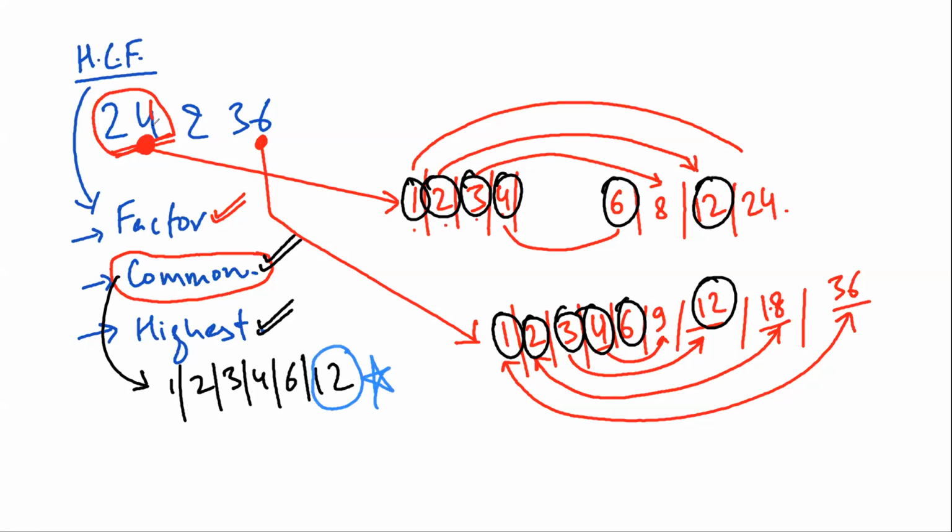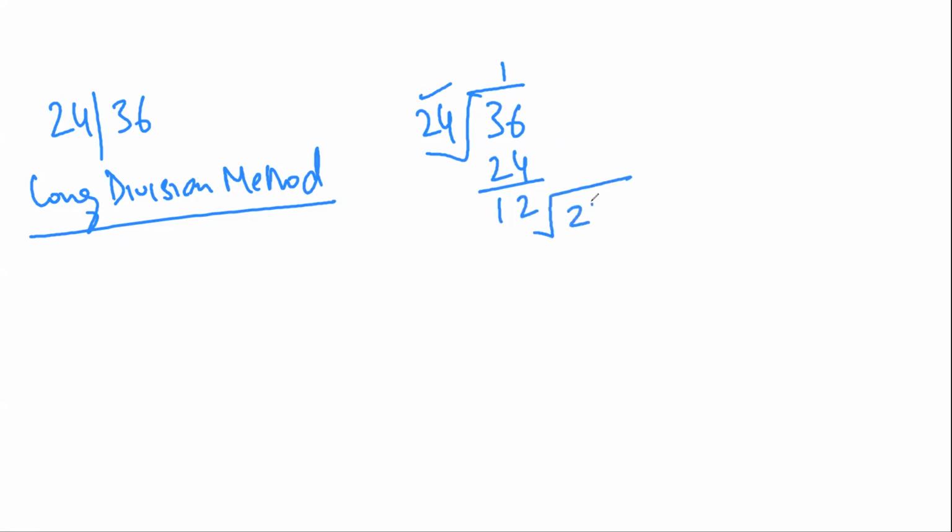Now, every time it is difficult to do the factors and find the common factors and the highest common factor. So what we do is, we do the long division method. Now, how do we do long division? 36, 24, 24 ones are 24, and then we take this number and then we put it inside. So 12 twos are 24. So what will be the HCF? 12. Yes, sir.